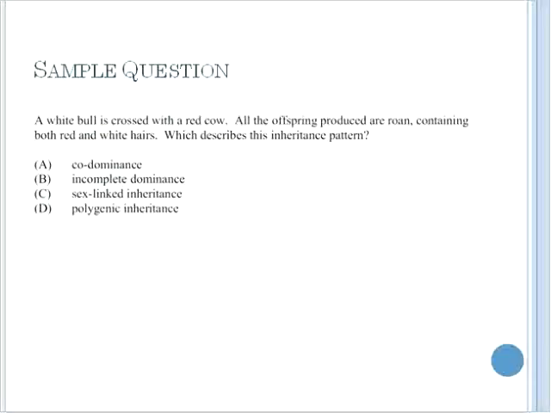This question asks, a white bull is crossed with a red cow. All the offspring produced are roan, containing both red and white. Both are being expressed. The correct answer for this one would be A, codominance. Incomplete dominance would result in a third phenotype, not both being expressed at the same time. Sex-linked inheritance involves transmission which is linked to one or the other of the sexes. And polygenic inheritance involves multiple alleles looking at a range. The correct answer is A, codominance.